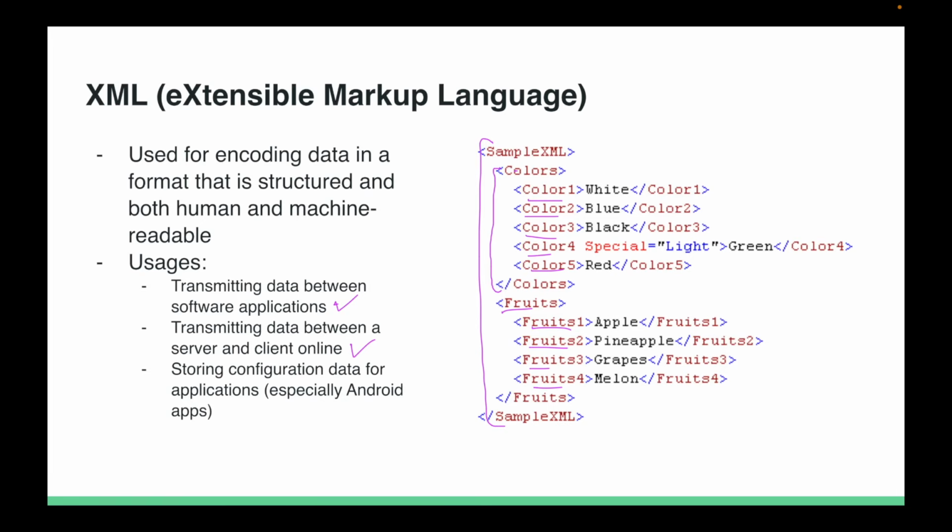Beyond transmitting data between software applications and between a server and client, we may also use it just to store configuration data on an application on our computer, or especially in Android apps. If you've ever developed Android apps, XML files just sit in your app, and we use those to configure the application, particularly the appearance of your application. So the bottom line is that XML is used so that we can write data that is structured and readable both by humans and machines.